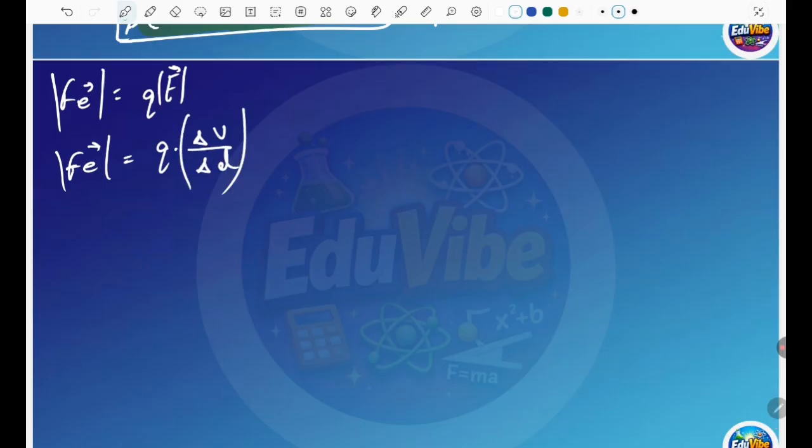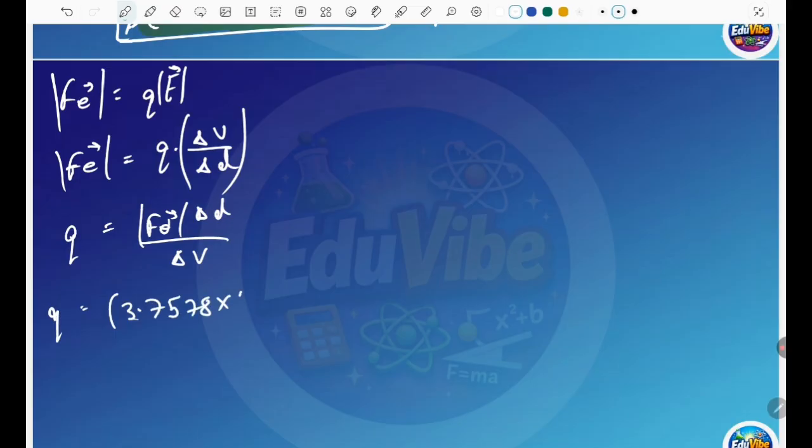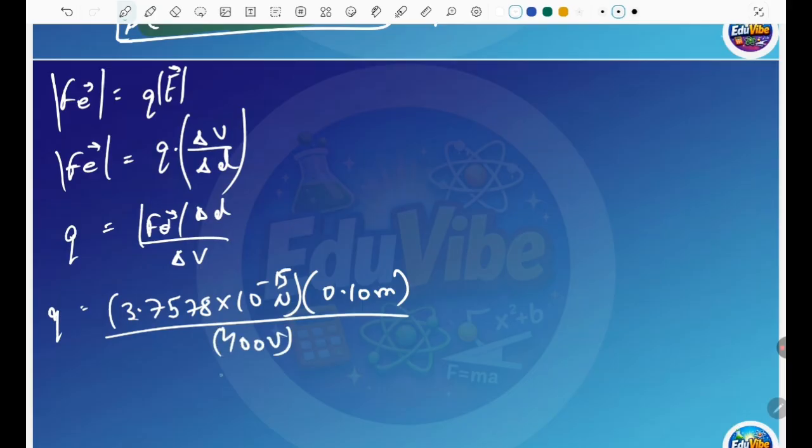And Q is equal to Fe times delta D upon delta V. So Fe we already found, 3.78 × 10^-15 newtons. Delta D should be in meters, so it's 0.10 meters. Divided by delta V, which is 400 volts. So what is Q? When you find, you get Q of 9.4 × 10^-19 coulombs.